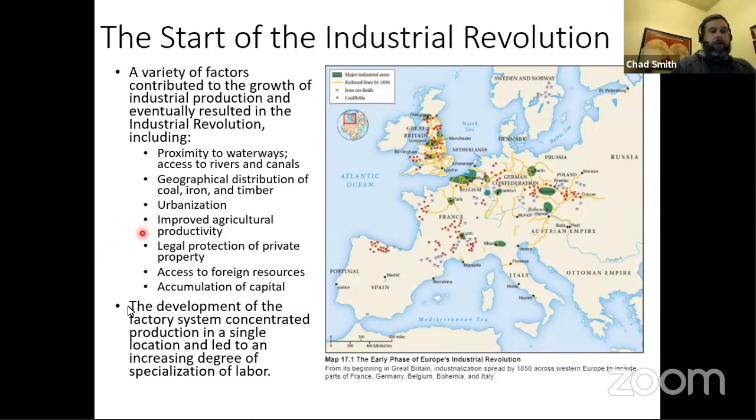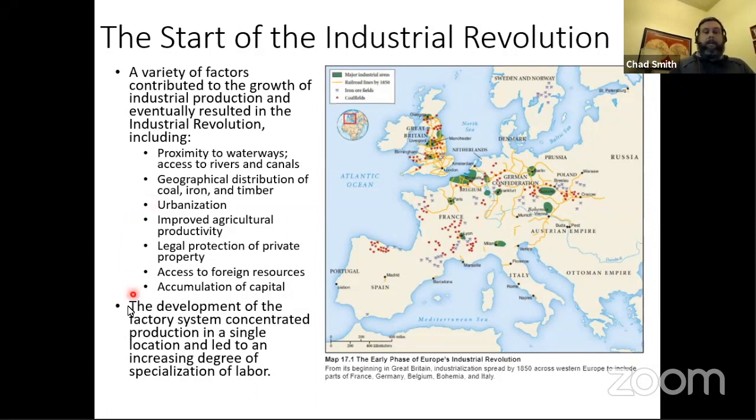It's also important to note here the enclosure movement of Britain, which was actually just building fences and forcing people not to use and grow on other people's lands. What this actually did was it destroyed the livelihood of many small farmers and forced them out of the small farming industry and into cities, thereby helping to increase urbanization.